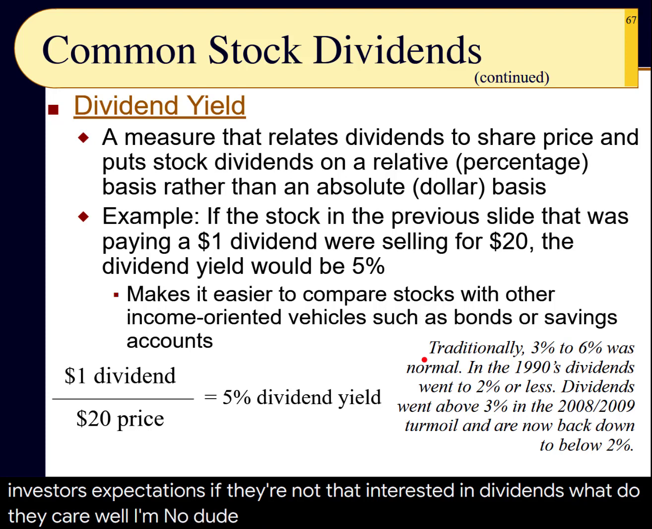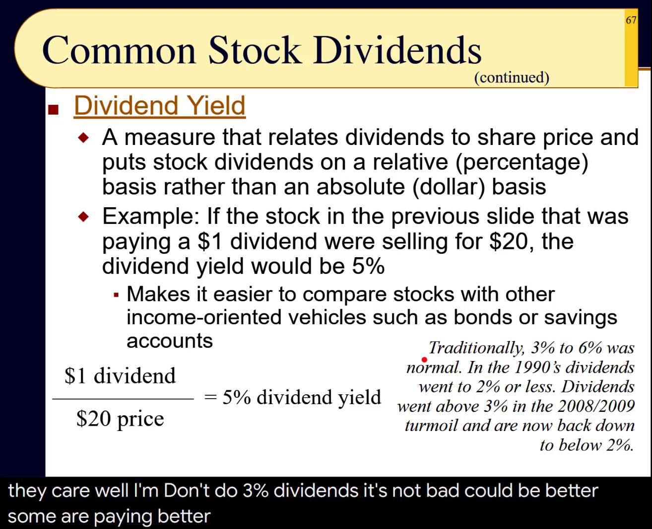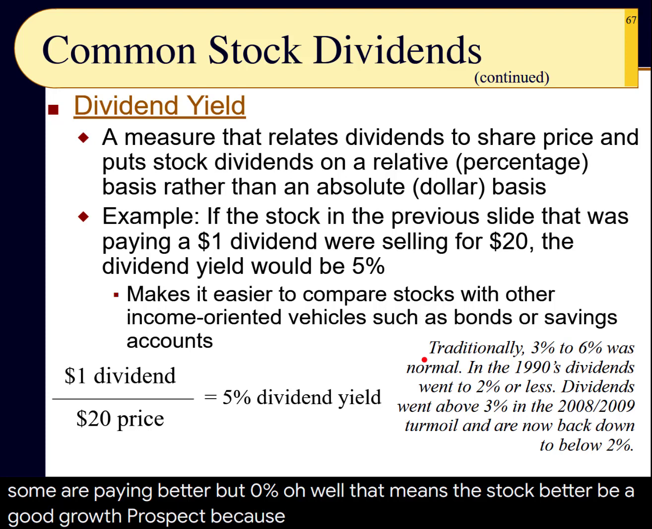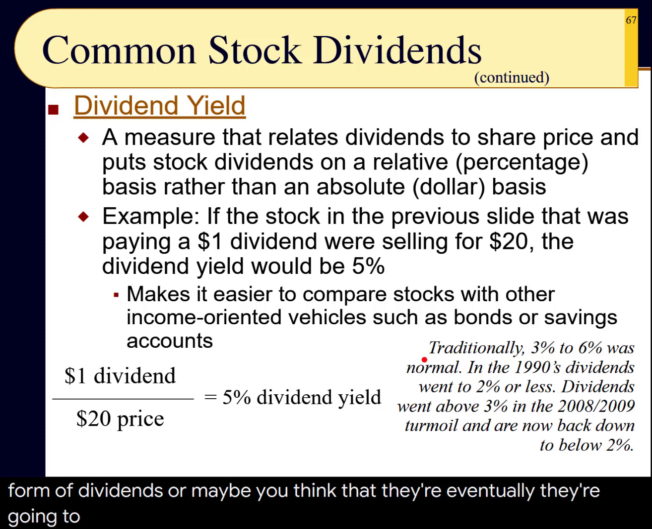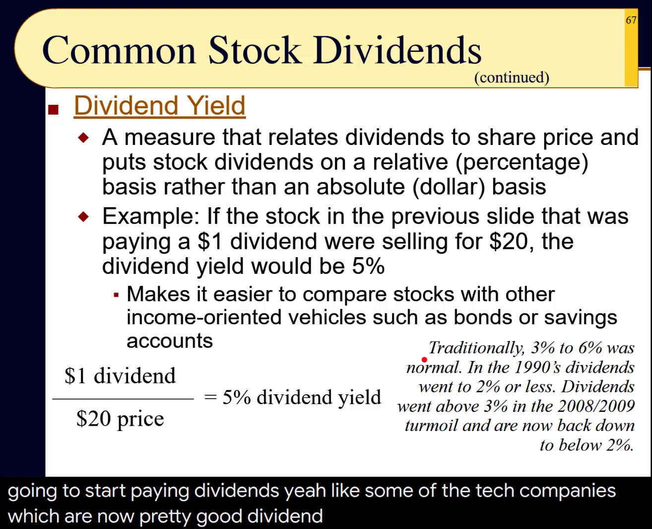And 2-3% dividends, it's not bad. Could be better. Some are paying better. But 0%, oh well, that means the stock better be a good growth prospect because they're not paying you anything in the form of dividends. Or maybe you think that eventually they're going to start paying dividends. Yeah, like some of the tech companies, which are now pretty good dividend payers.